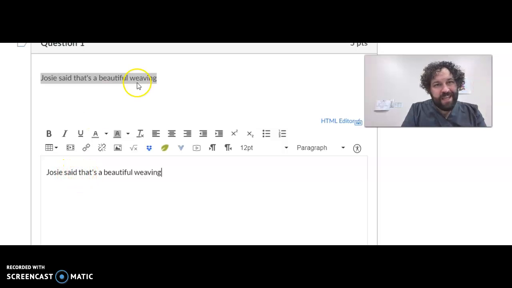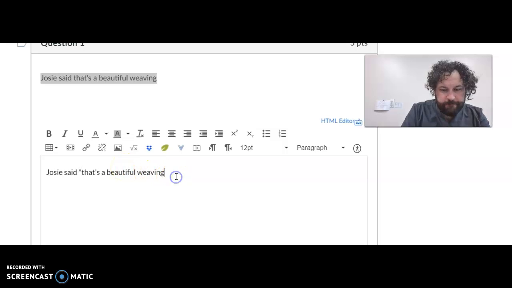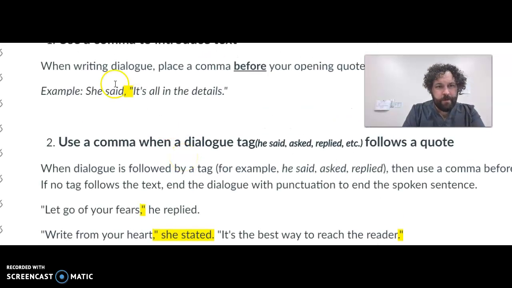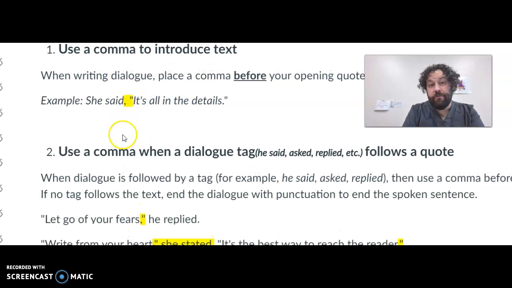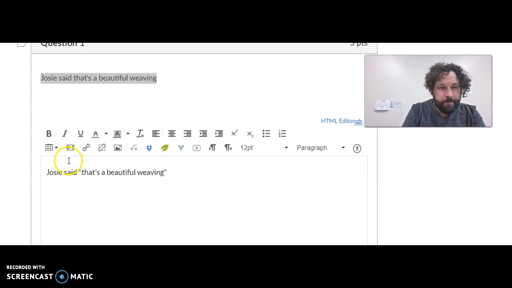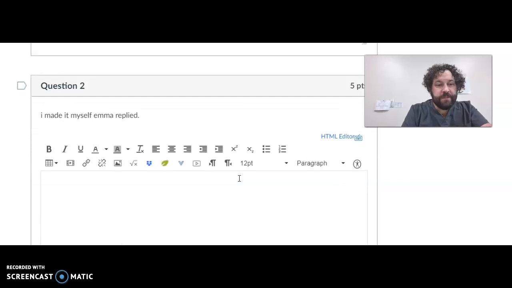Josie said is your dialogue tag. We're kicking off with that. That's a beautiful weaving is what goes in the quotation marks. How do we punctuate this bad boy? Well, let's take a look at the example. She said, comma, it's all in the details. It's the same pattern that we have for this one. She said, comma, begin quotation, that's a beautiful weaving. Because this is a sentence starting here, this needs to be capitalized, that's. And weaving is the end of the sentence, there's a period. That one's pretty simple. Let's follow the pattern on this one.